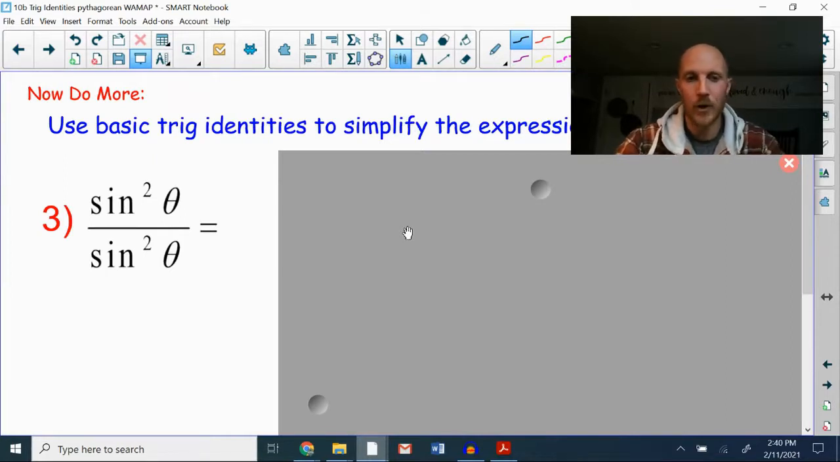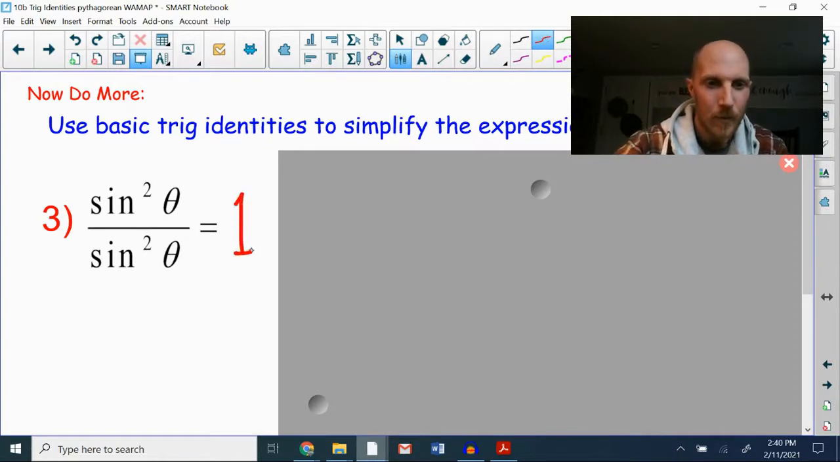All right, first up, sine squared of theta divided by sine squared of theta. Well, anything divided by itself equals 1. That's one term. Yay!